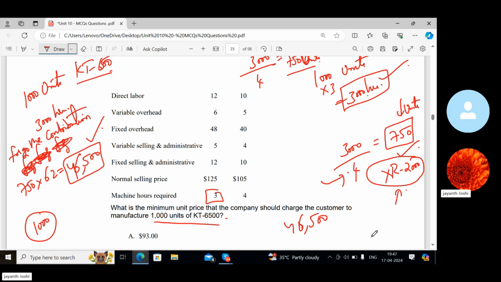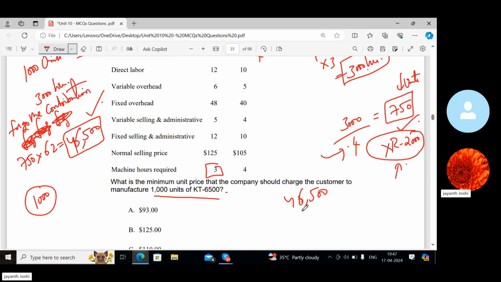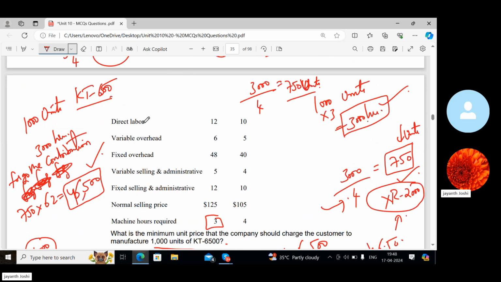Now that 46,500, I will divide by 1000 because I'm making 1000 units here. So 46.50 per unit I'm going to lose. Correct? That is opportunity cost. This 46,500 I have to earn on these 1000 units.